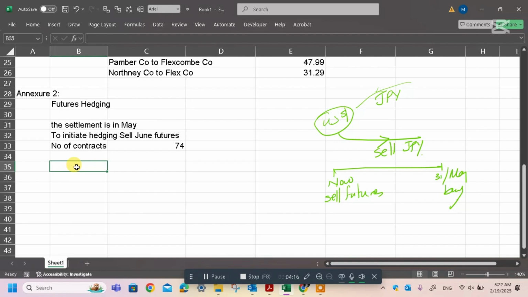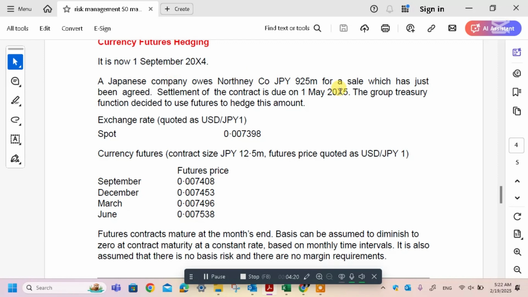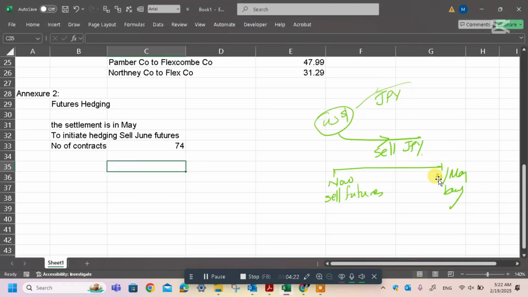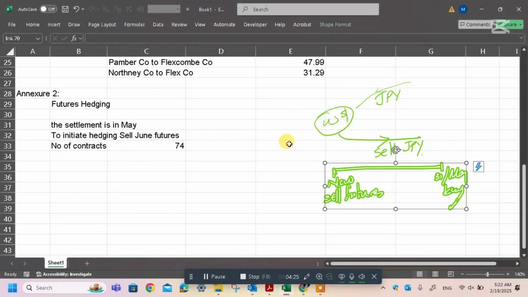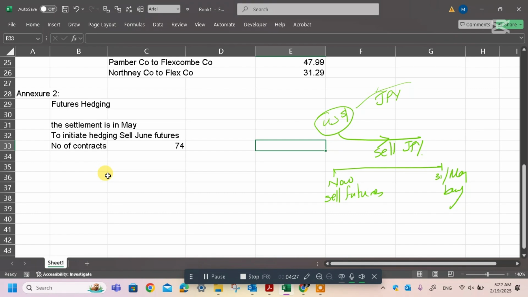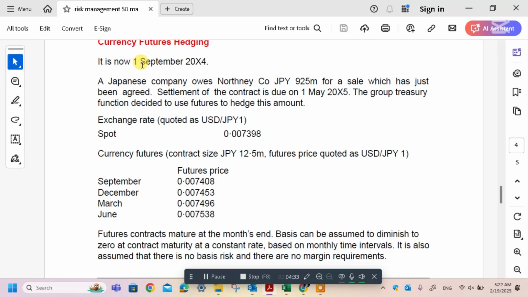Done. Now we will do the basis calculation. The transaction is happening on 1st of May, not 31st of May. Here I said 31st of May, it must be 1st of May. Let me change this. 1st of May. Right. So what's the date today? 1st of September.